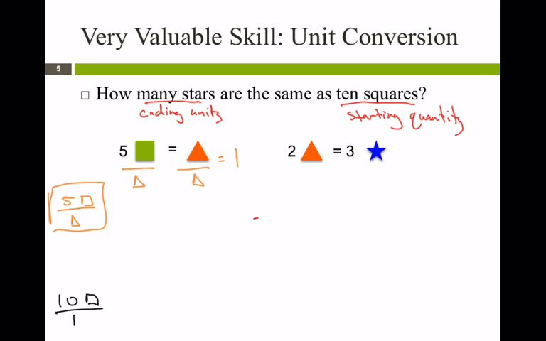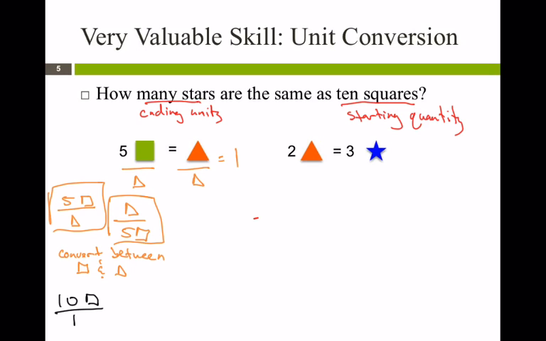What if instead we had divided both sides by 5 squares? Then we'd end up on the left side with 1, and on the right side we would end up with triangle divided by 5 squares. That is another conversion factor. We can multiply anything by these, and it will give us back the initial quantity in different units. So what we say is this allows us to convert between squares and triangles. Let's do the same thing on the right side here.